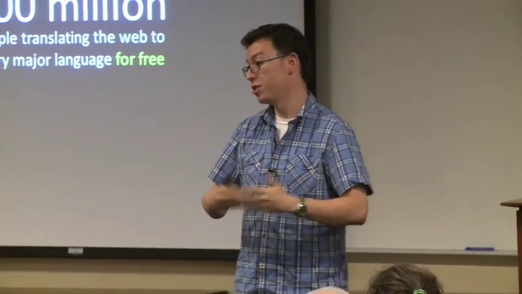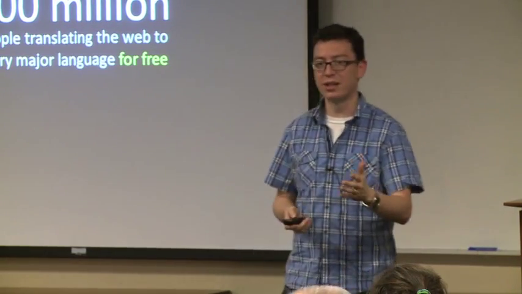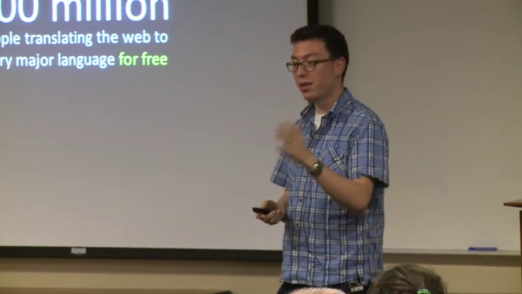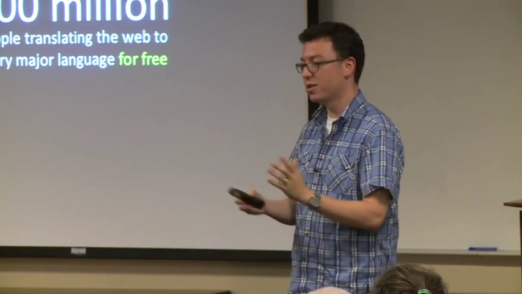Why can't we use machine translation to translate the web? The reason for that is because it's just not very good. It makes a lot of mistakes. For example, you would not see a book being translated by machine translation and be sold somewhere. It's just not very good for that.